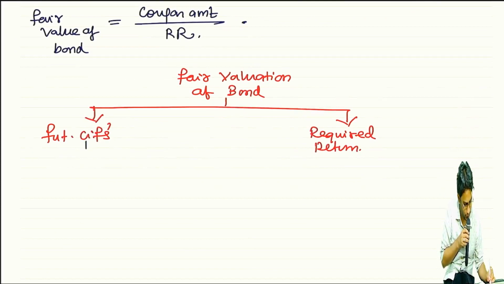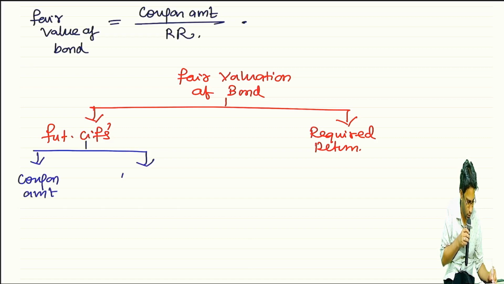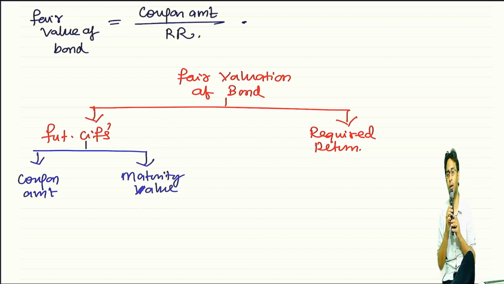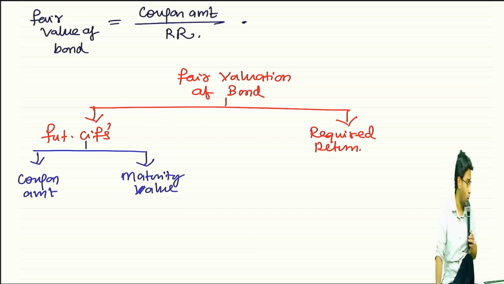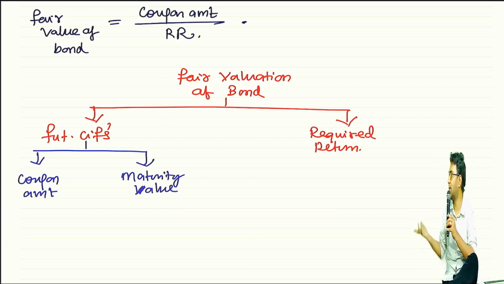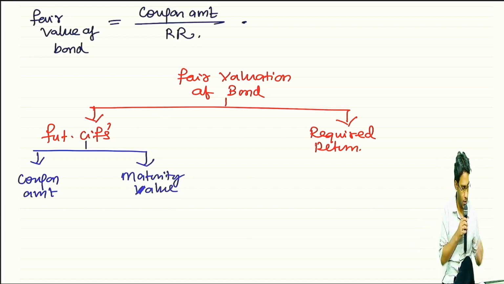Future cash inflows, sir, are only of two types. Either you will have a coupon amount and a maturity value, or sometimes your coupon amount will be 0 and you will have only the maturity value. Which case is that? Zero coupon bond. A zero coupon bond is where you will not have coupons, but in other bonds you will have coupons. Now coming to this one, sir, it is a very dangerous discussion, very important as well.